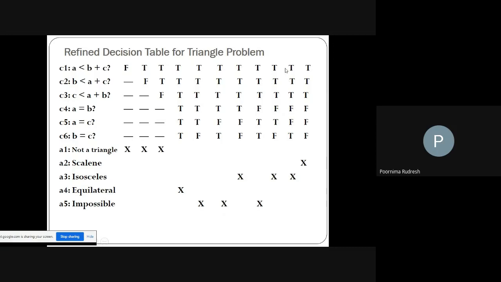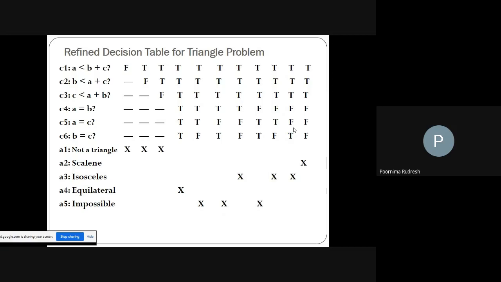Next one is where only B is equal to C and A and B are not equal. B is equal to C indicates that two sides are equal, B and C are equal, but A is not equal to B or C. Then what type of triangle is it? Isosceles. Why? Because two sides of the triangle are equal. The last rule says that if all three conditions are false, A is not equal to B and A is not equal to C, it indicates that it is a scalene triangle because no sides are equal.